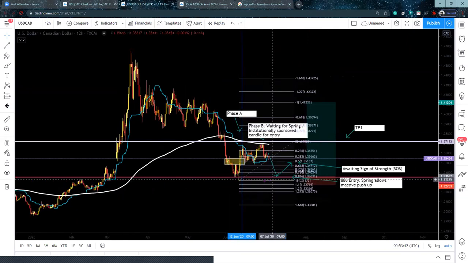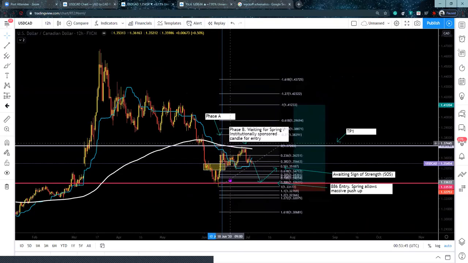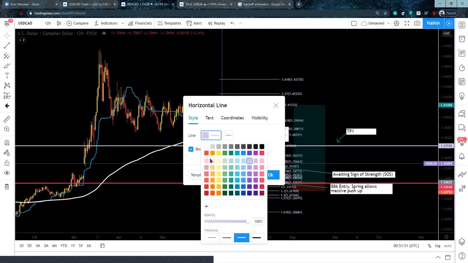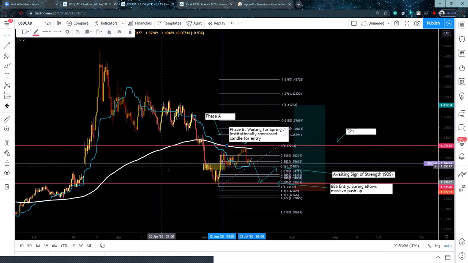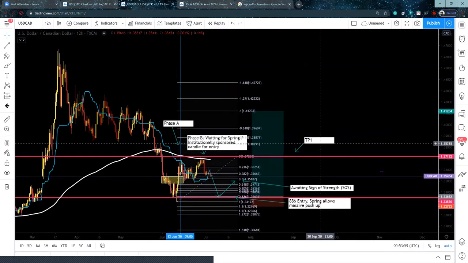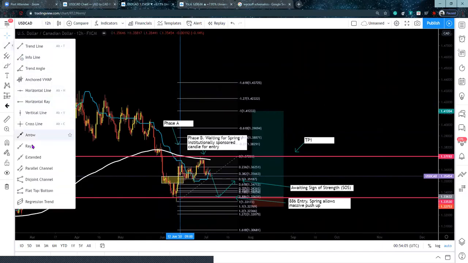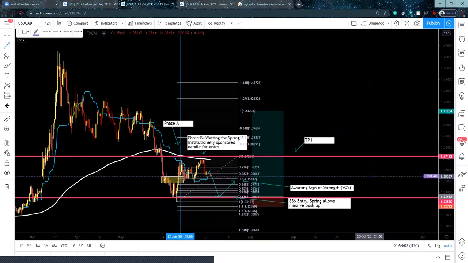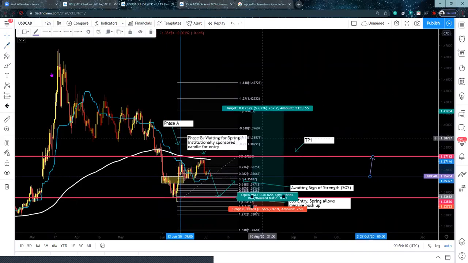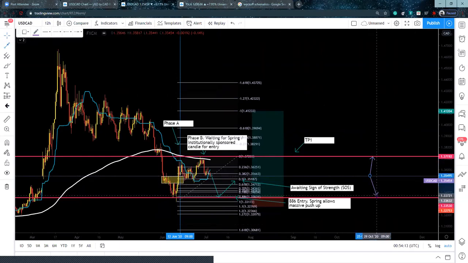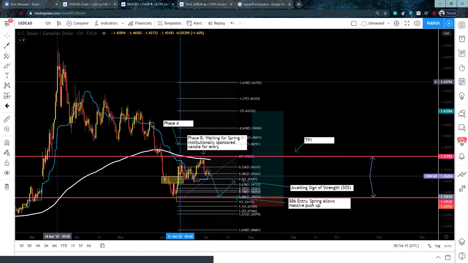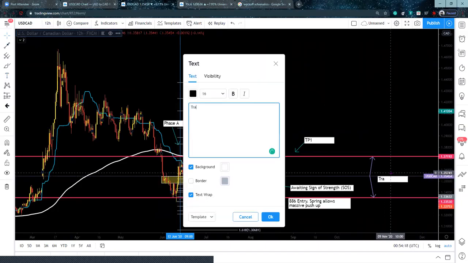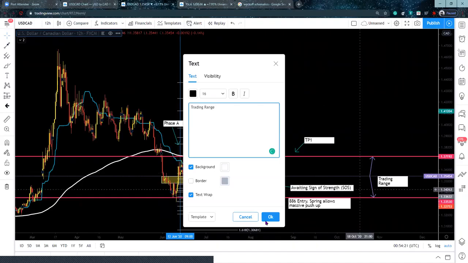Now, what do you see here in terms of trading range? What is this line and this line? Let me change the color so that you guys can see it a little bit clearer. What is this known as? You guys should know this. Come on, guys. Don't leave me like that. Trading range, right? This is the trading range.